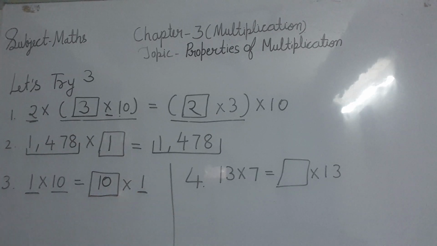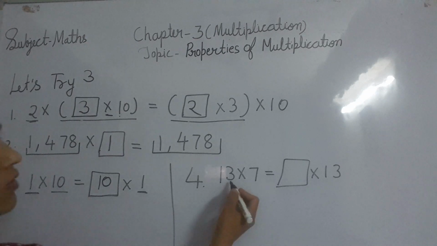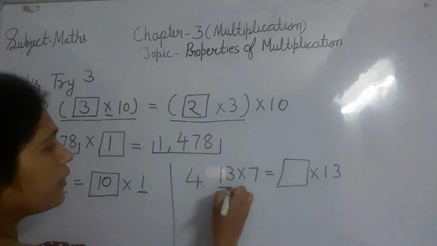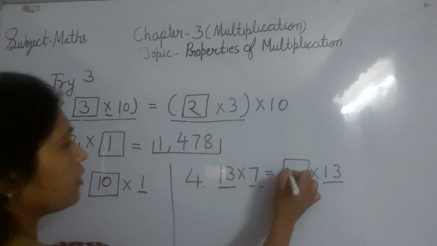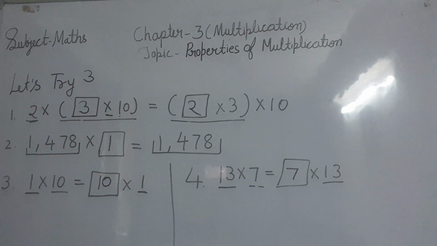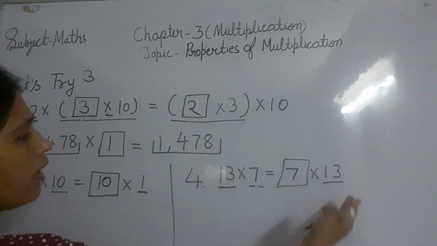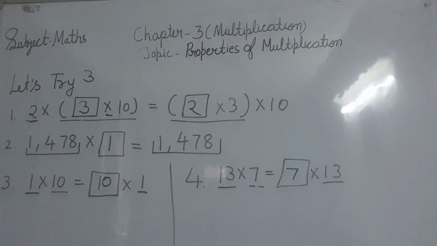The fourth one is, again, the order property. 2 numbers are there, 13 and 7. 1 number is there, 13; the number 7 is missing. So this is also the order property. If you are changing the order, the answer will remain the same. So the rest you have to do on your own.